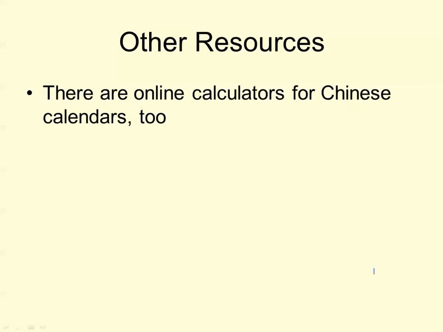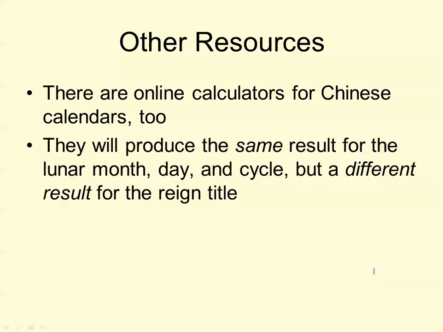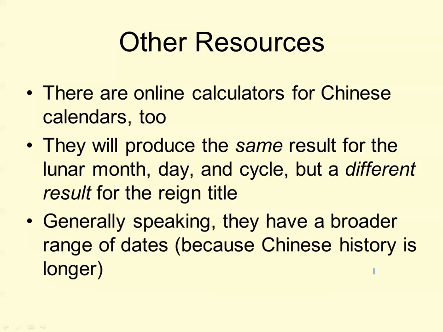There are online calculators for Chinese calendars, and I've never looked for them, but I'm assuming they're probably there for Korean also. Those online resources will, as I'm hoping by now you would expect, produce the same result for the lunar month and day and cycle, because those cross the borders of China, Japan, Korea, but they give you a different reign title because the emperor is different. Now, the nice thing about the Chinese calculators is they tend to have a broader range of dates, because Chinese history is longer.